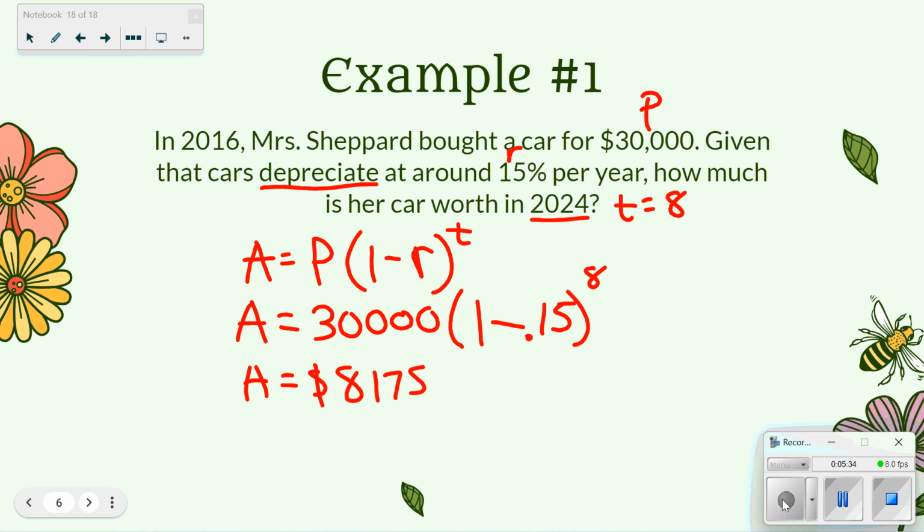So when you are entering that into your calculator, remember your exponent, use the caret button, which is below clear. And my car I'm finding is going to be worth about $8,175 to the nearest dollar, which is not a bad amount if I'm looking to put that down for a new car payment.